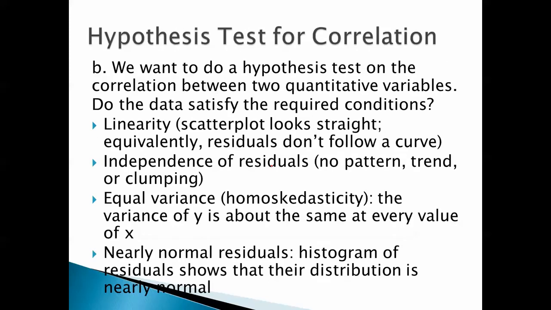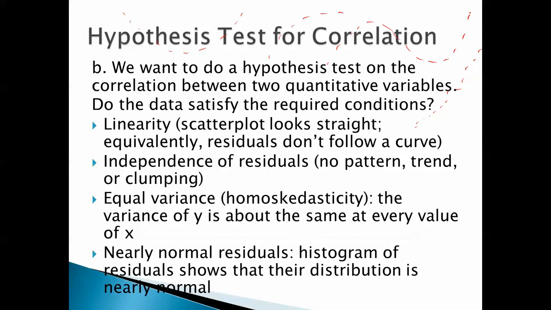We want to do a hypothesis test on the correlation between two quantitative variables. Do the data satisfy the required conditions? Linearity: first, the scatter plot has to look straight. It doesn't have to be exactly straight, but has to look something like that. Equivalently, the residuals don't follow a curve. You don't want residuals that look like this, or like that, or like this. You don't want stuff like that.